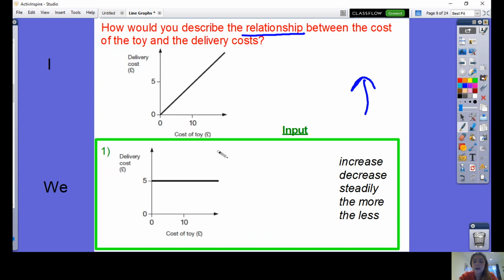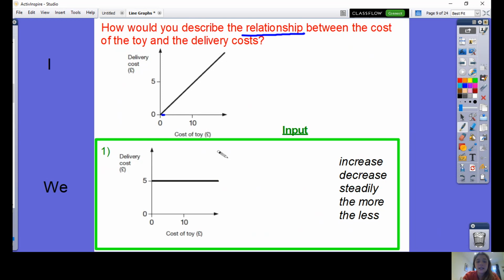Increase, that means something's going up. Decrease, something's going down. Steadily means it's happening gradually at the same speed. If something isn't steady, that means it's dramatically changing up and down all of the time. I'm going to tell you how I can read this first one, and then you're going to have a go at doing the second one.